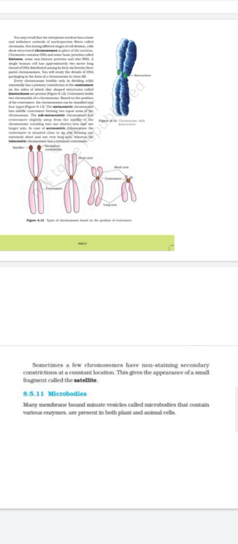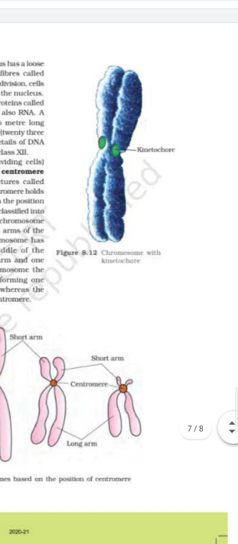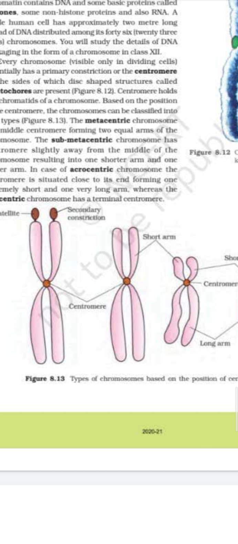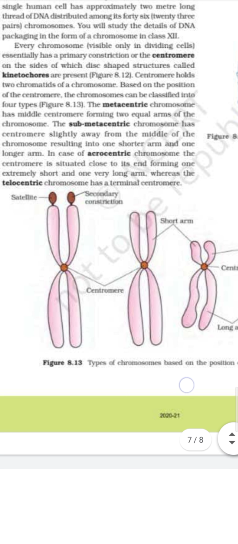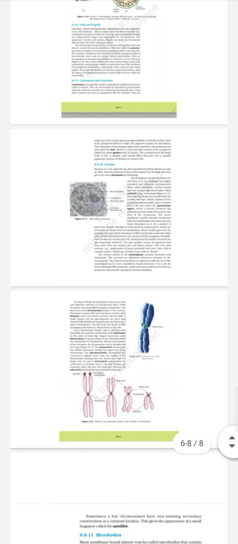Cilia are the small hair-like outgrowths. Apart from all these things, you can see the diagram over here. This is a kinetochore, and this is the diagram of a chromosome along with a kinetochore. Here you can see the centromere. What is the centromere doing? The centromere is holding and binding the two chromatids. Okay, so I hope this much is understood.